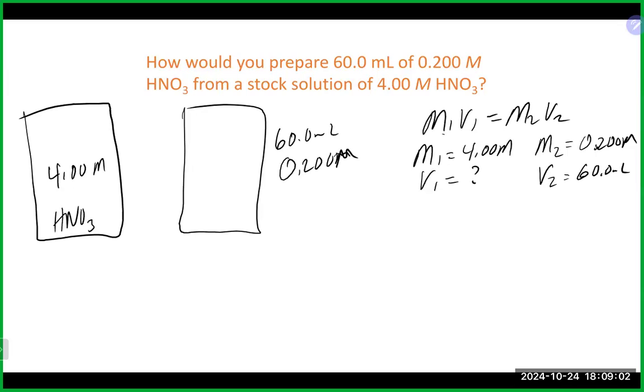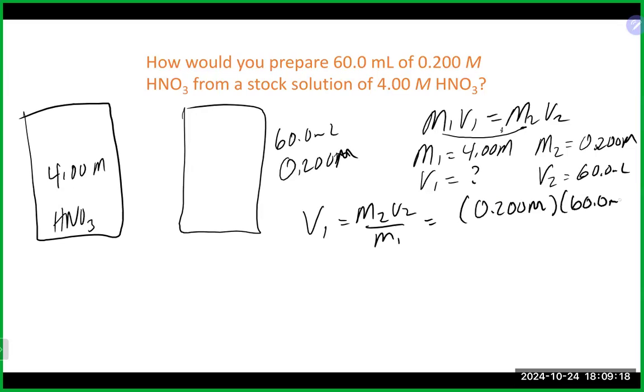We're going to divide M1 to the other side. And that's going to give us V1 is equal to M2 V2 over M1. Putting our numbers in there, we'll get 0.2 molar, and we'll have 60 milliliters. Once again here, as I was just talking about, I really don't need to convert to liters, but if you want to, you definitely can. We'll divide it here by 4 molar.